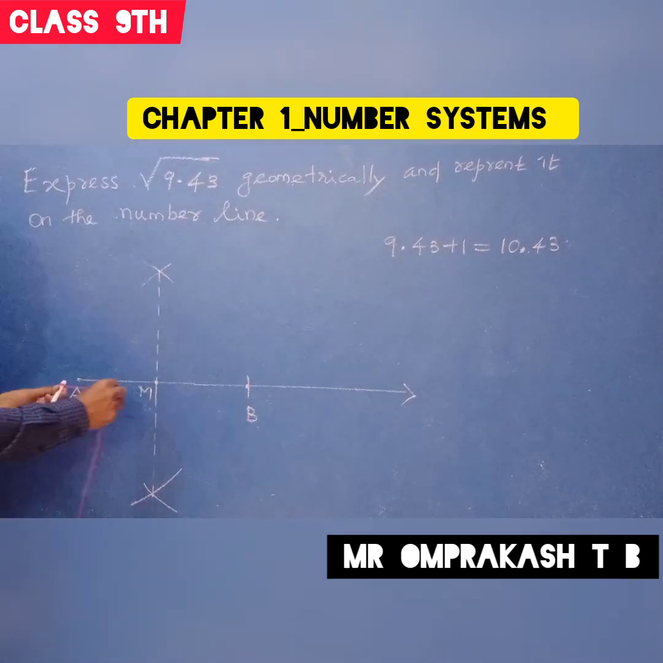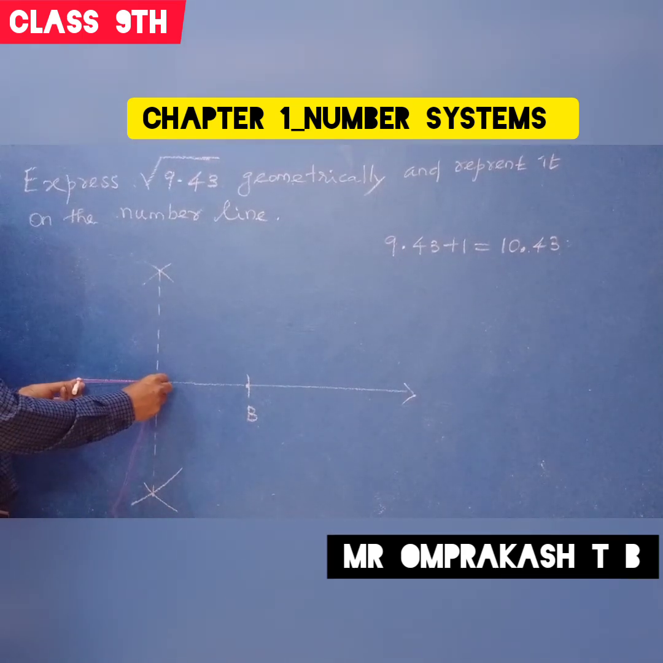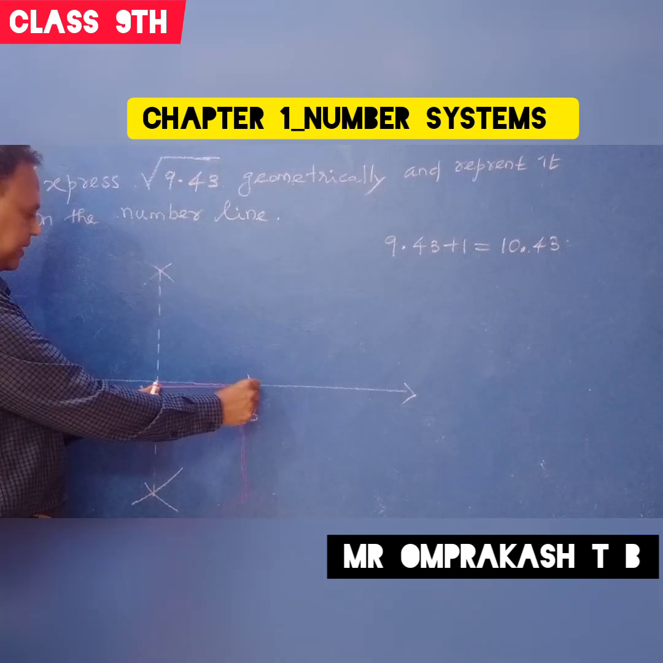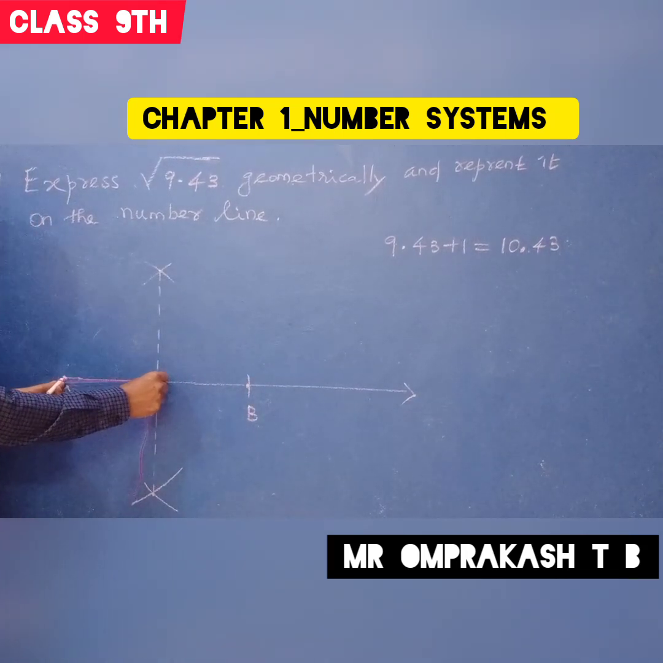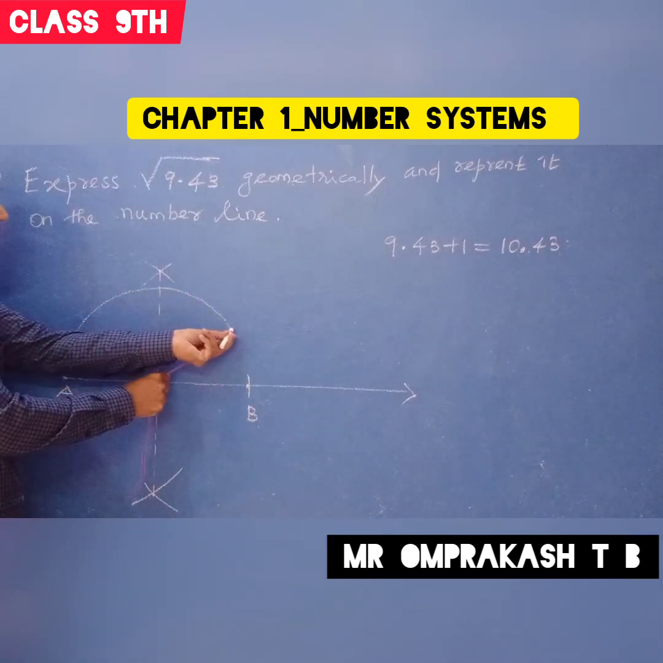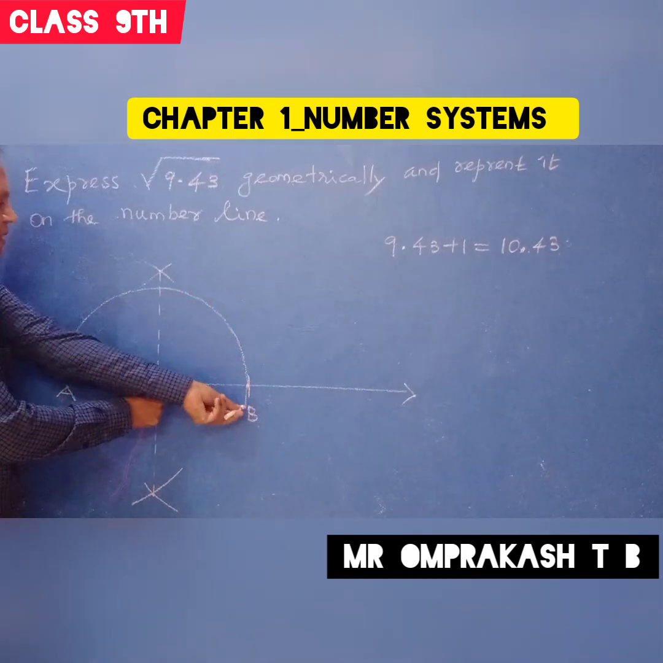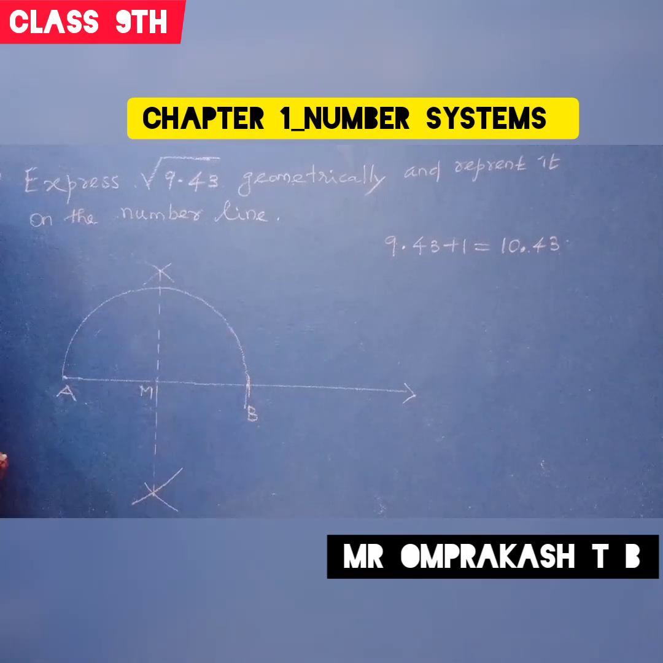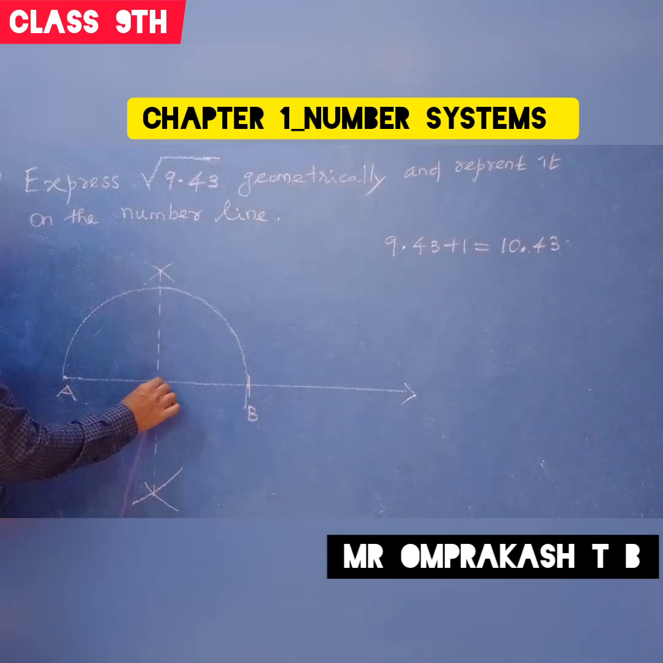Now take the radius of this, measuring correctly. With M as the center, draw the arc. You will get a semicircle, and it passes through B also.